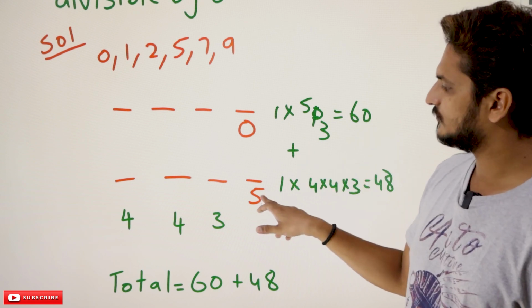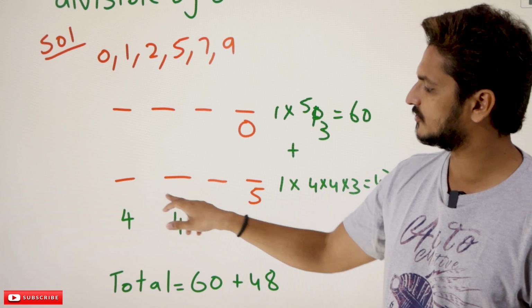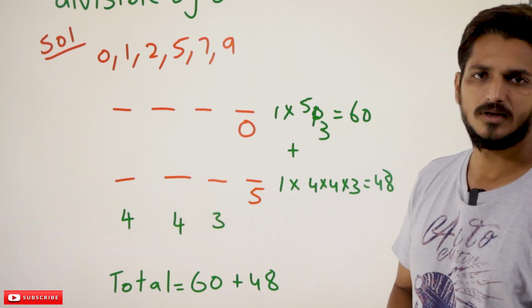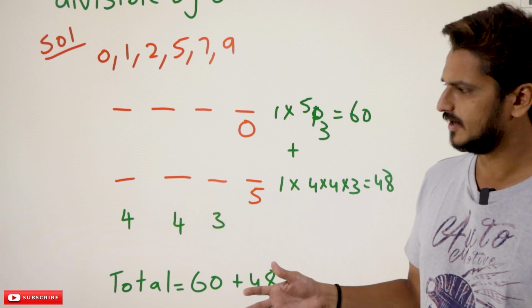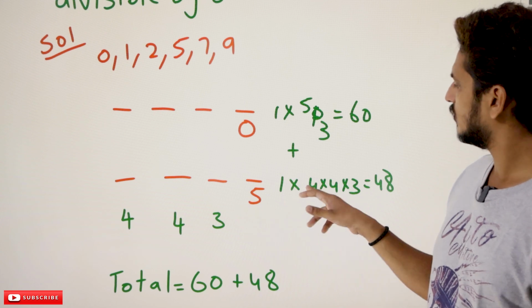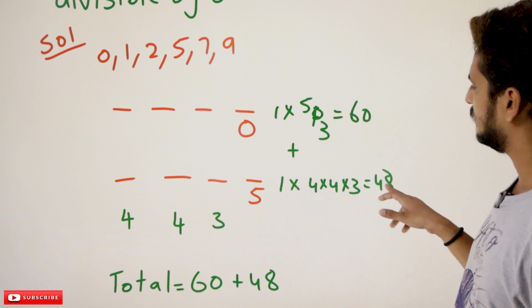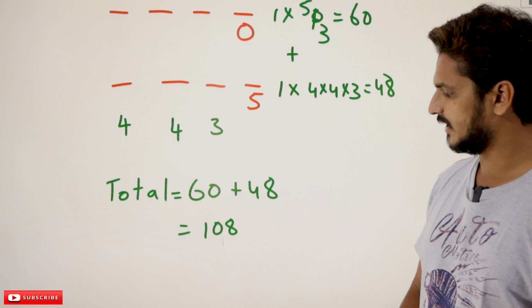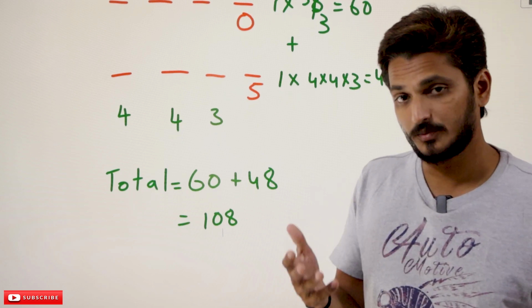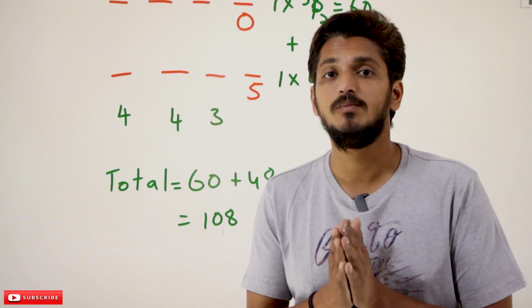Plus, if you place 5 here, this position can be filled in 4 ways, then 3 ways. Again, we are not explaining it here; you try to understand it. So total 48 ways. 60 plus 48, which is 108 different possible 4-digit numbers that are divisible by 5.